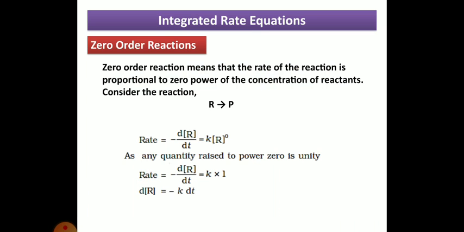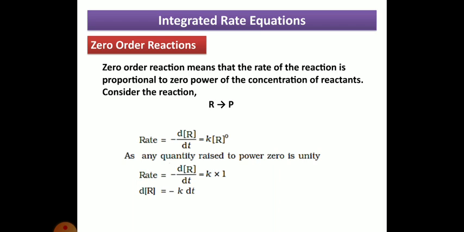Now students, coming to the next point, integrated rate equations. In that we will choose zero order reactions first. Now what do zero order reactions mean? Zero order reactions mean that the rate of a reaction is proportional to the 0 power of the concentration of reactants, meaning their concentration may be 0.